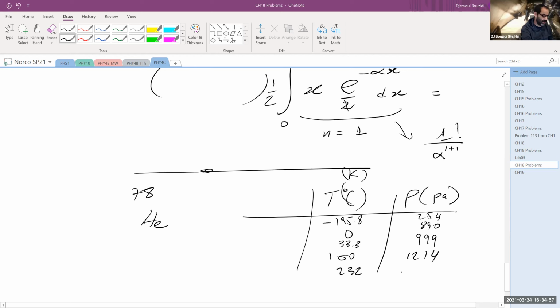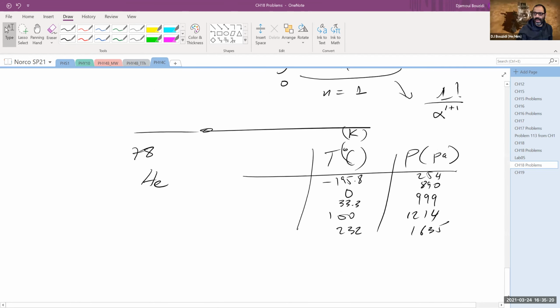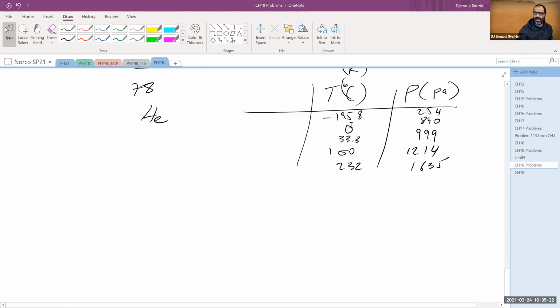So this is not air, so you don't need to worry about that, okay? So 1,635. Again, recall from chapter 17 that absolute zero is a temperature at which the pressure of an ideal gas is zero. So use the data to calculate the absolute 0 in degrees Celsius. Okay, so you take this data, you convert it to Kelvin, or actually leave it in degrees Celsius. That's fine. This is how you're going to plot this function.